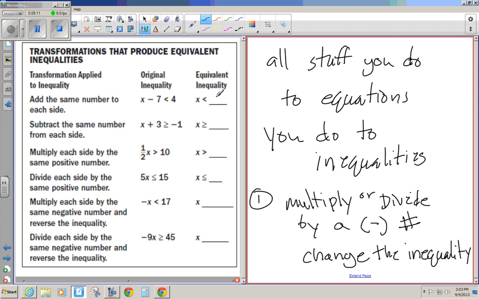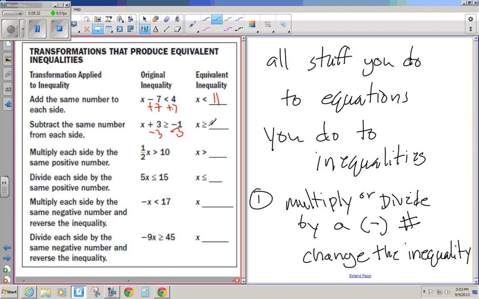All right, so that means adding the same number to each side, same thing you can do with an equation. So add 7 to both sides, and you end up with x is less than 11. You can subtract the same number from each side, so -3. Then x is greater than or equal to -4.